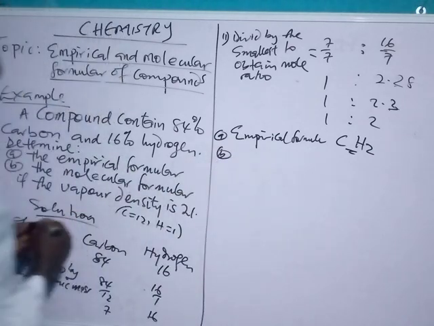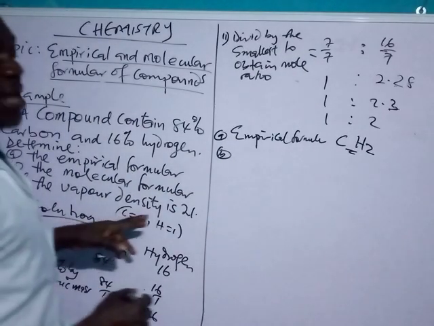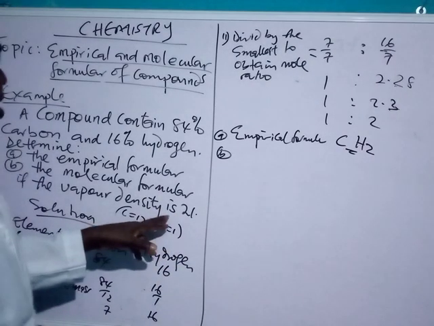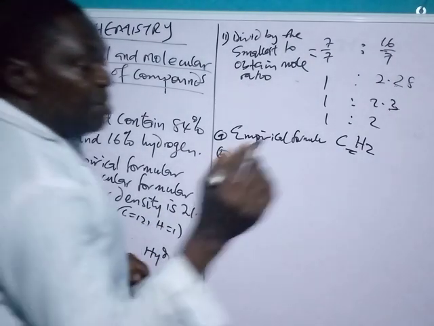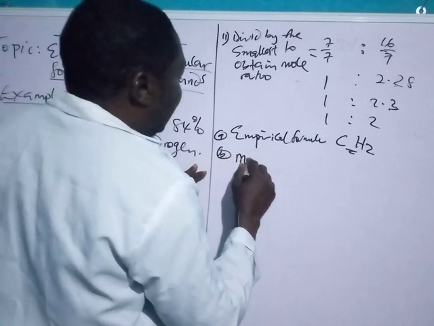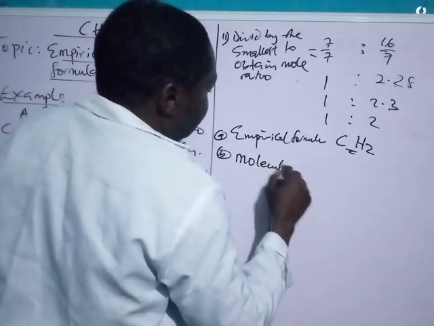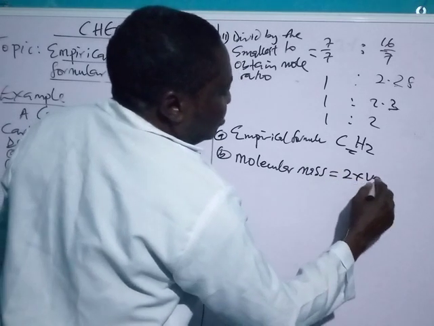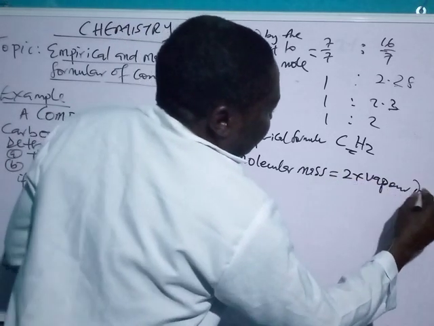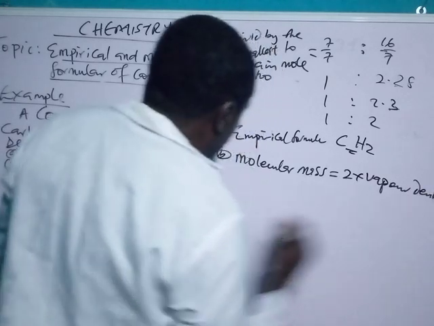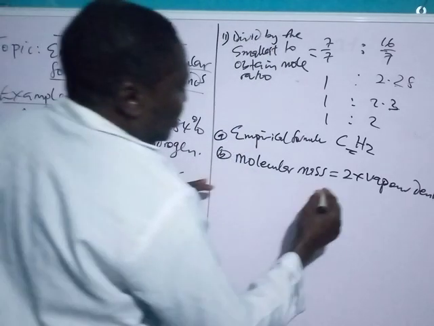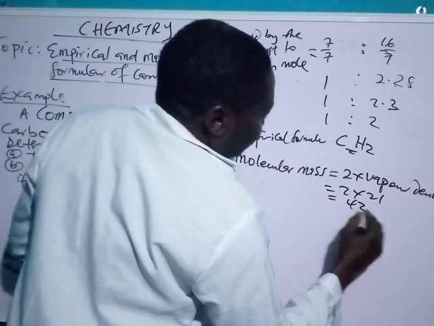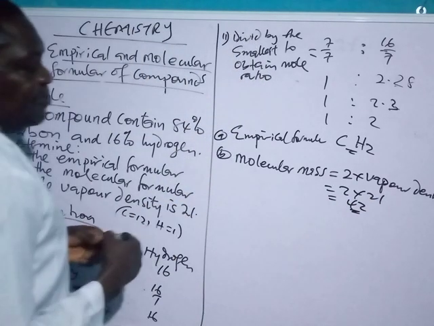Then B, molecular formula. In order to calculate the molecular formula, they didn't give us the molecular mass. So you have to determine the molecular mass from the vapor density. Remember, there's a common formula which says molecular mass is equal to 2 times vapor density. And we are already given vapor density as 21. Now it becomes 2 times 21, which automatically gives 42. So the molecular mass of the compound is 42.